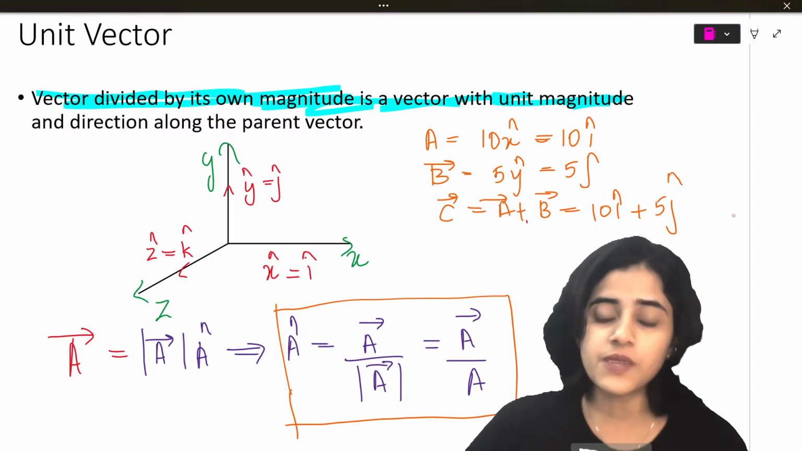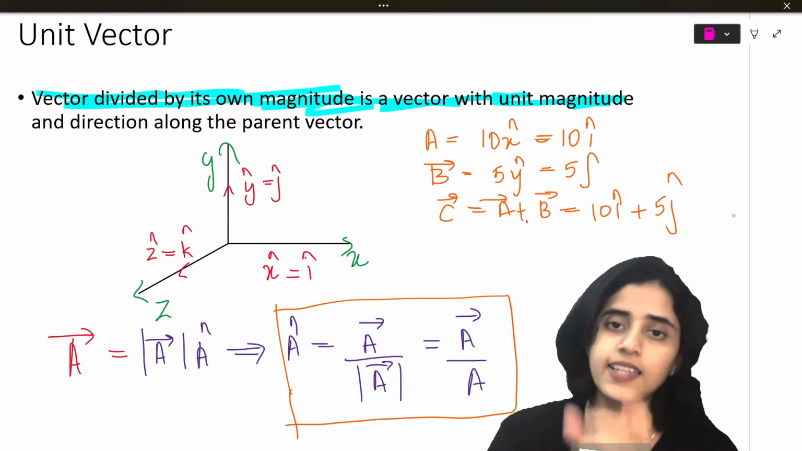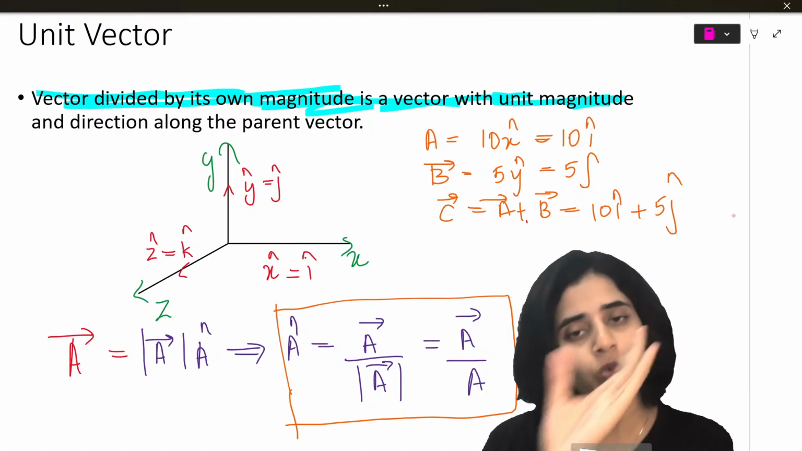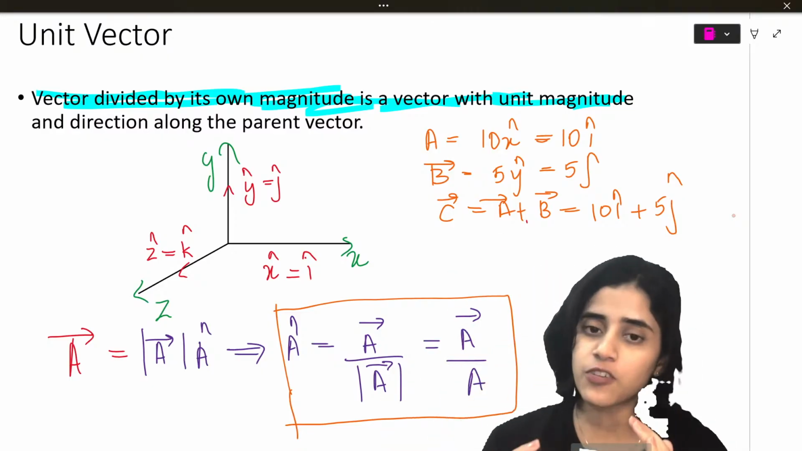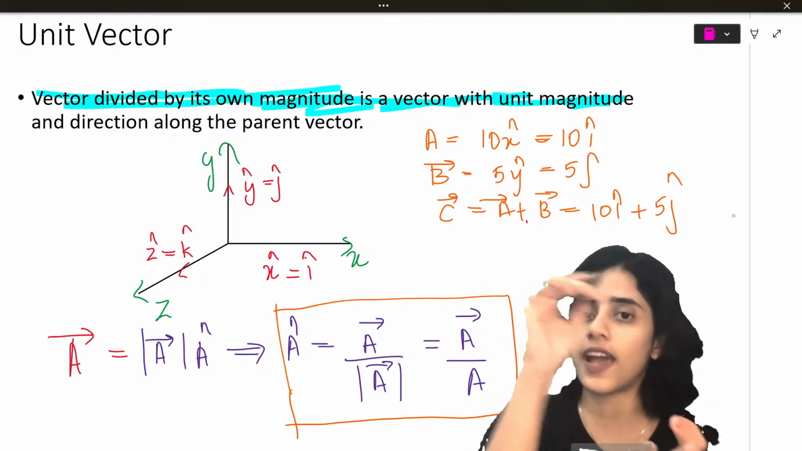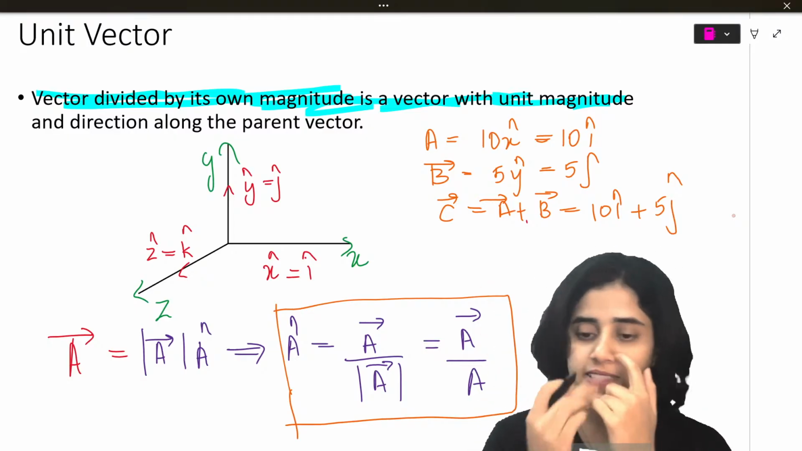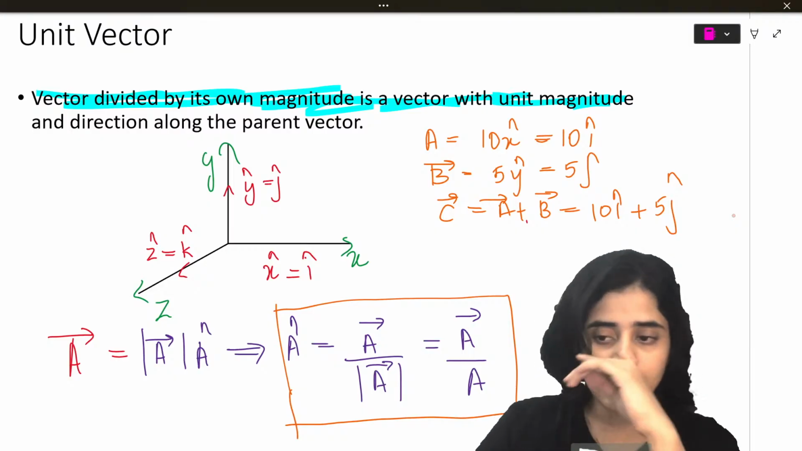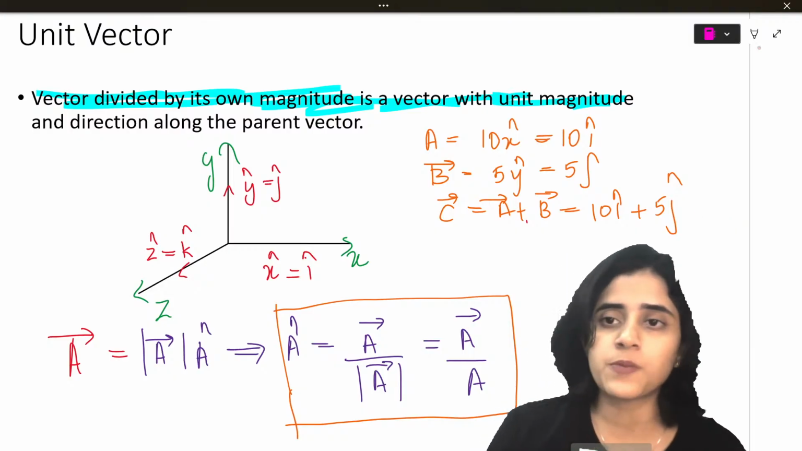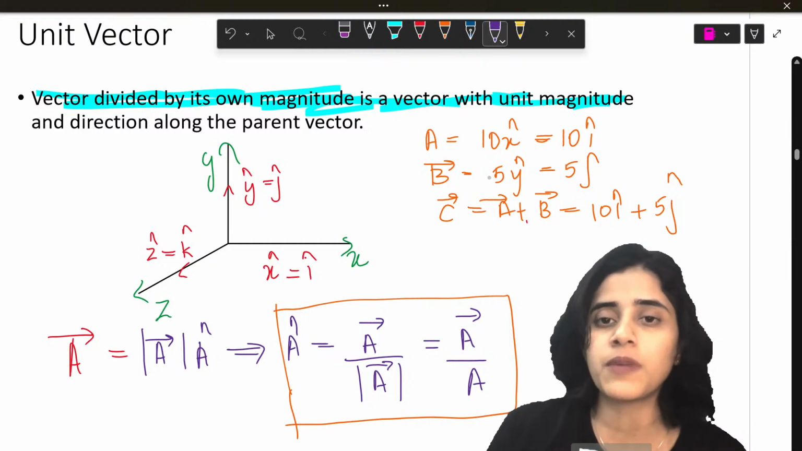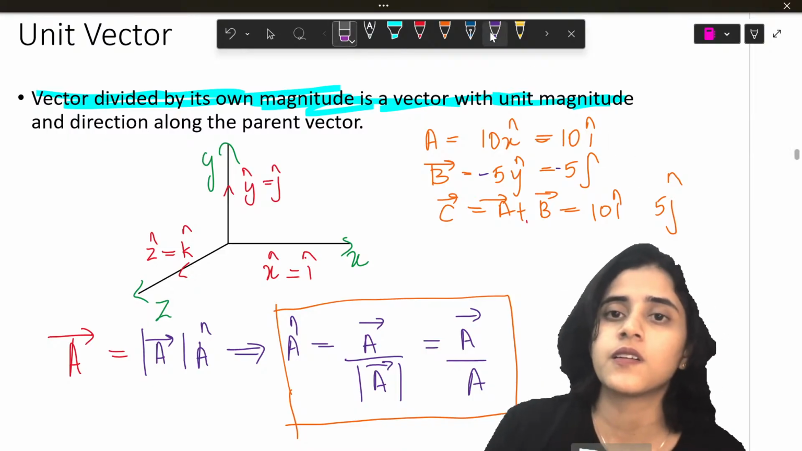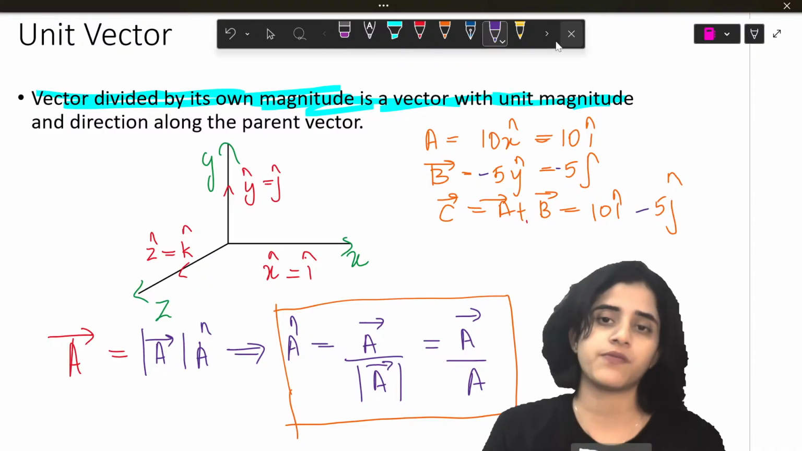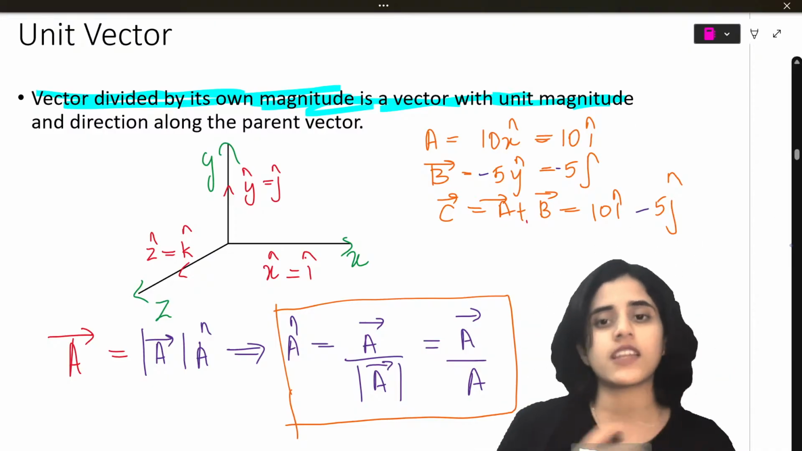So what is a unit vector? A unit vector A cap is basically the vector, whatever alphabet with an arrow on top, divided by the magnitude, which is that alphabet alone or that alphabet with an arrow on top and two lines. Is this clear to all of you? Now I can give you another example also. Imagine if this is minus 5y cap, then A plus B will be 10I cap minus 5j cap. That's all. So this is how you add vectors.